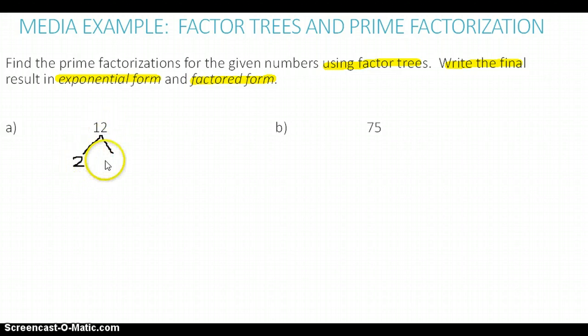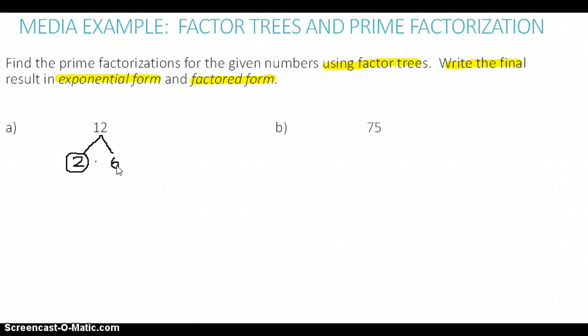and 12 is 2 times 6. Okay? So I'm writing 2 times 6, this will give me 12. Okay? Now when you get to a prime number, which 2 is, you're going to circle it, because we know prime factors can't be factored any further except for 1 in themselves. So we're going to stop at prime numbers.